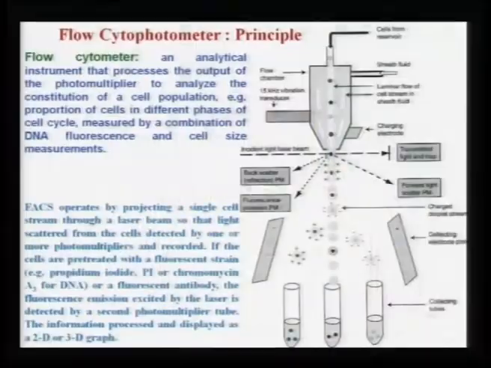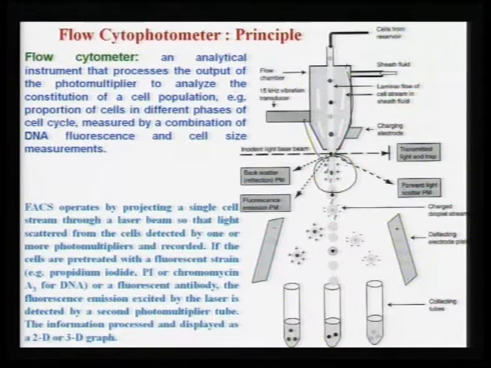So, we will continue with this FACS analysis. Here is another set of figures which is a little bit more detailed, as you can see. You have a flow chamber here. From the flow chamber, individual cells are being charged into particles, and these charged particles will go to the positive side and the negative side.